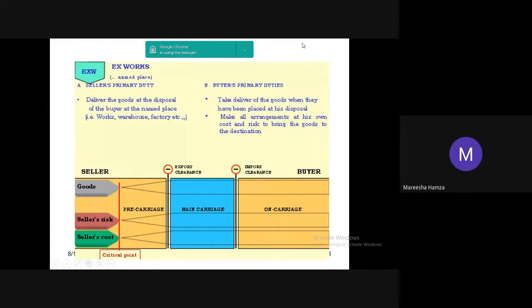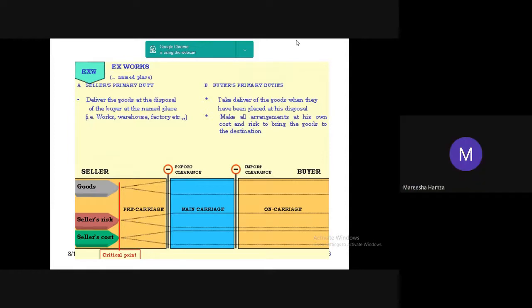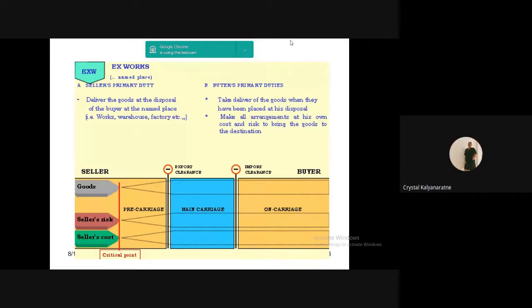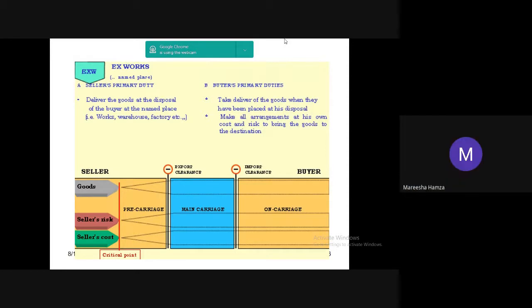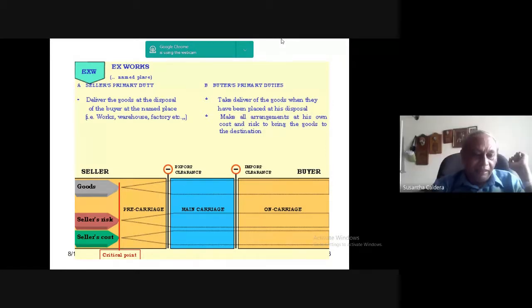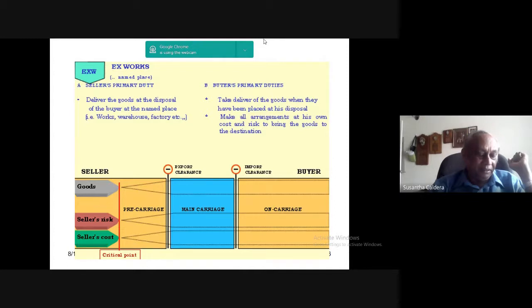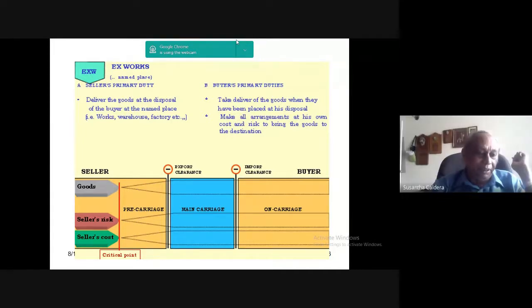DAP, okay, CIP, CPT, okay. DPU, then CIF, CFR, very good. FOB, FAS, then FCA, very good. DDP.